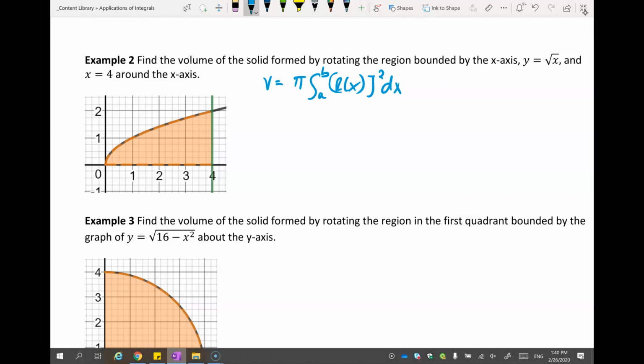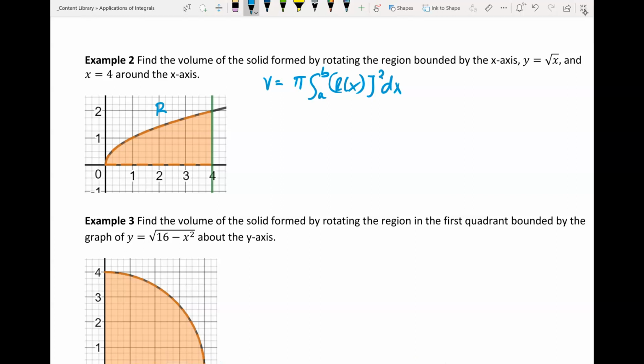So let's think about our r here. Well, we have a top minus the bottom. So the top minus the bottom is going to be the root of x minus 0, because our line is the x-axis, which is y equals 0. Okay, and then our bounds, we're looking from here to here, which is from 0 to 4. We're going to plug in r of x, which is root of x, squared, dx.